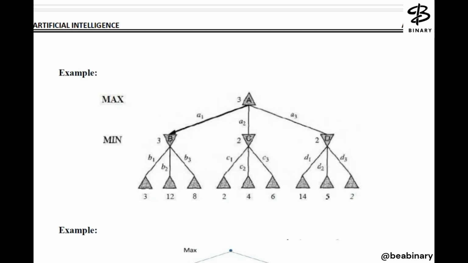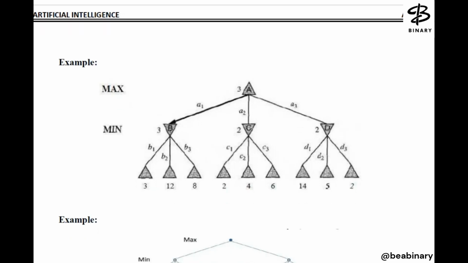So here we are taking an example of a max-min tree. The initial or root node is A, and the child nodes of A are B, C and D, with branches A1, A2 and A3. After that, B has further leaf nodes through the branches B1, B2, B3, with costs 3, 12 and 8. C has further leaf nodes with costs 2, 4 and 6, and D has leaf nodes which have further values here.